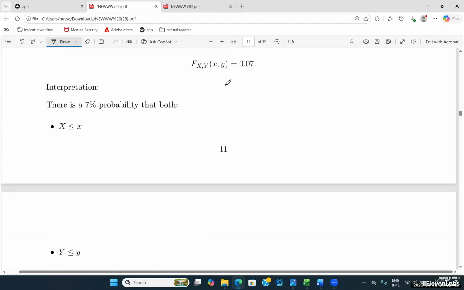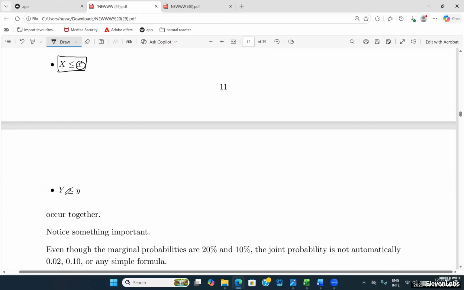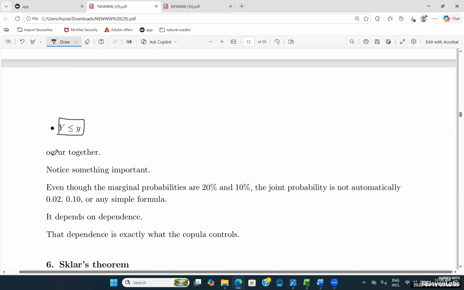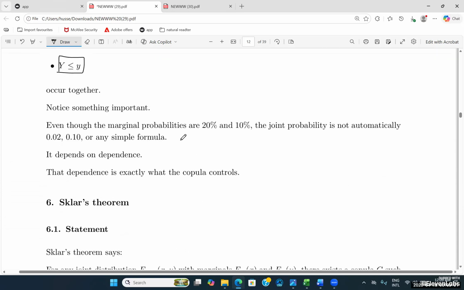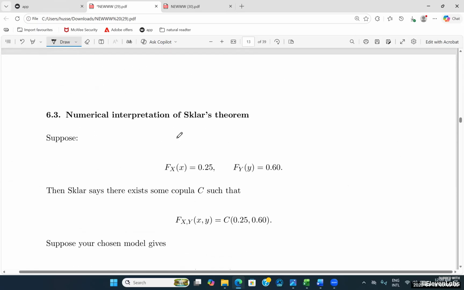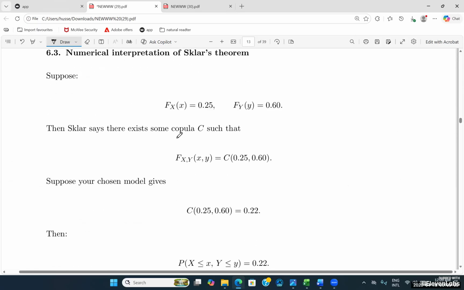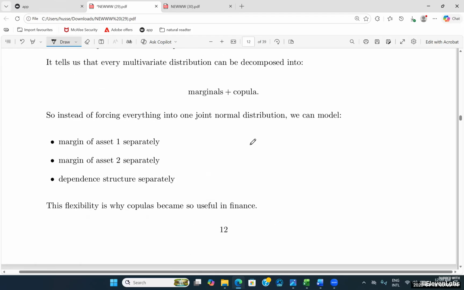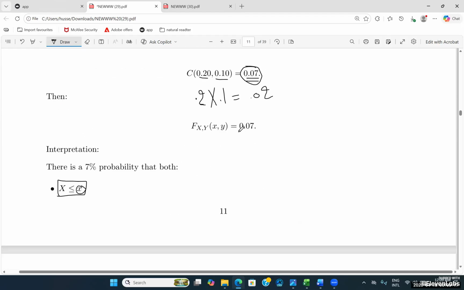So, a 7% figure indicates that there is a 7% chance that variable x will fall within a specific range of its lowest percentile values, and simultaneously, variable y will be observed to be lower than a particular threshold value, with both these conditions happening concurrently. So once more, this represents the copula, which is essentially the joint probability that we previously discussed. For instance, the final recorded value stood at 7%.